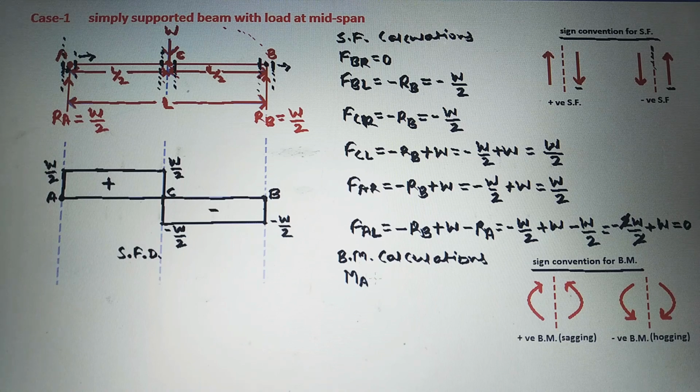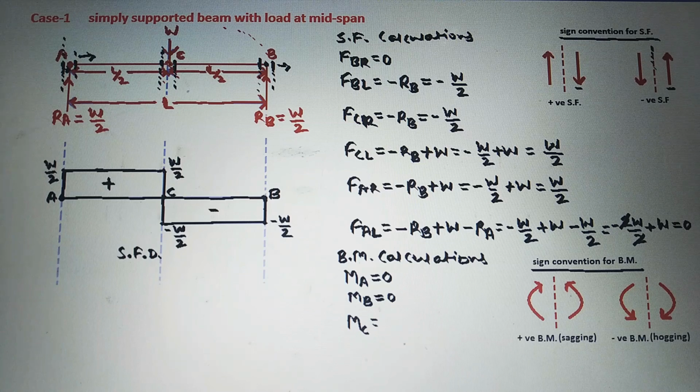So here at supports A and B no couple is acting, so the bending moment at A and B of this simply supported beam will be equal to 0. As no couple is acting at the supports, the bending moment at the supports will be equal to 0. So moment at A and moment at B will be equal to 0. Next we will calculate the bending moment at C.